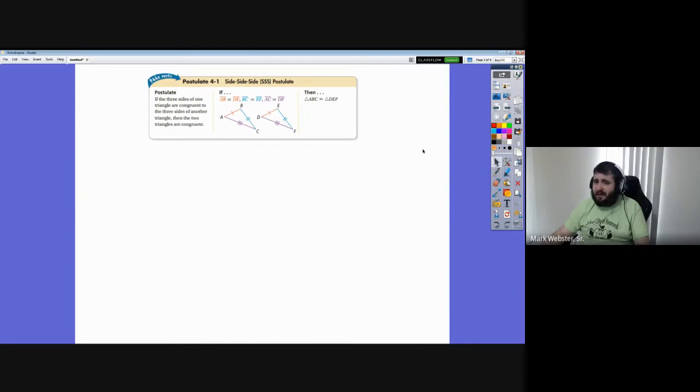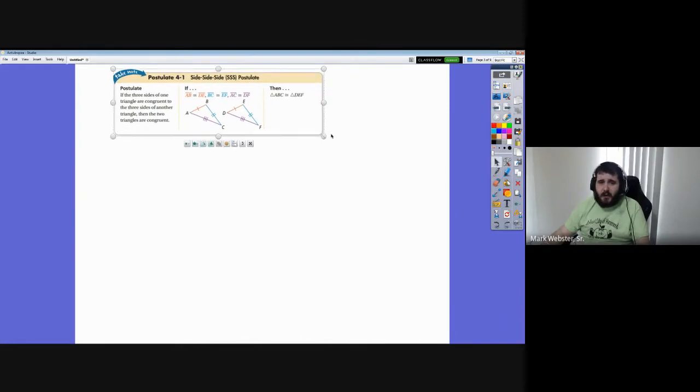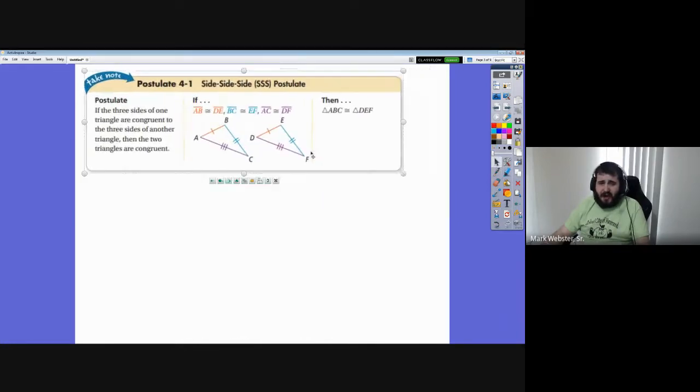What is side, side, side? Basically, we're saying that if we have all three pairs of side pairs congruent to each other, if we can show that that's true, then we don't need the angles. We have everything that we need. If you've got 1, 2, 3 pairs of congruent sides, then that is enough to show that the two triangles are congruent.